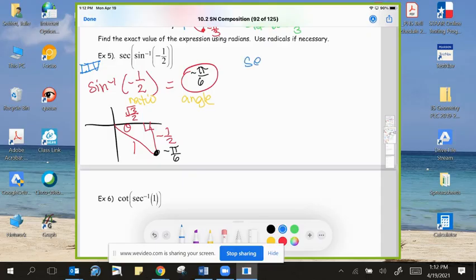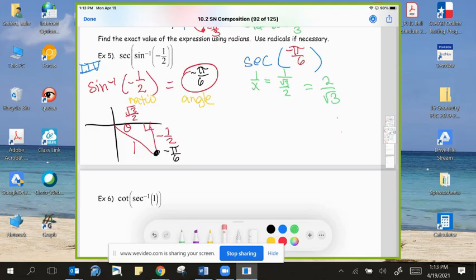Then we'll do secant of that result, that negative pi over 6. We already have the triangle with pi over 6. So remember that secant is 1 over x, 1 over cosine. Our x is root 3 over 2. 1 over root 3 over 2 is 2 over square root 3.